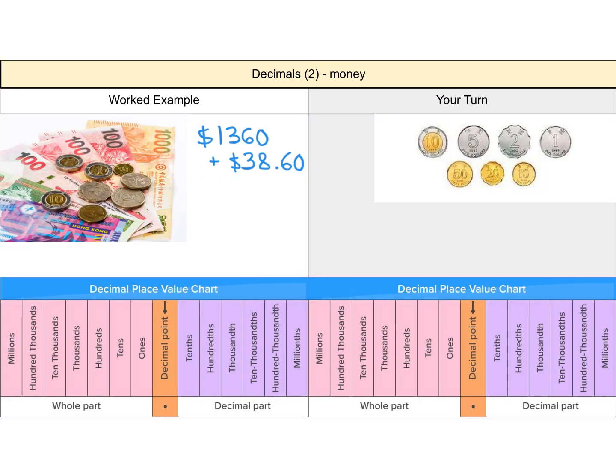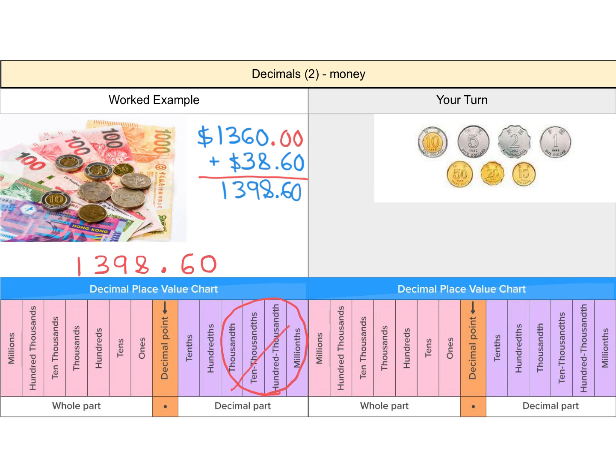Now let's talk about money. I have $1,360 in bills, which could be written the way I had it, or I could put the 0.00 at the end, and I have $38.60 in change. If I were to add that up together, I would have a total of $1,398.60.